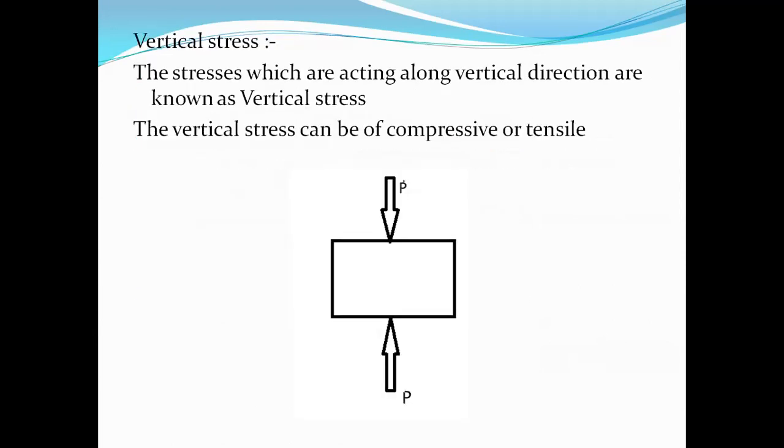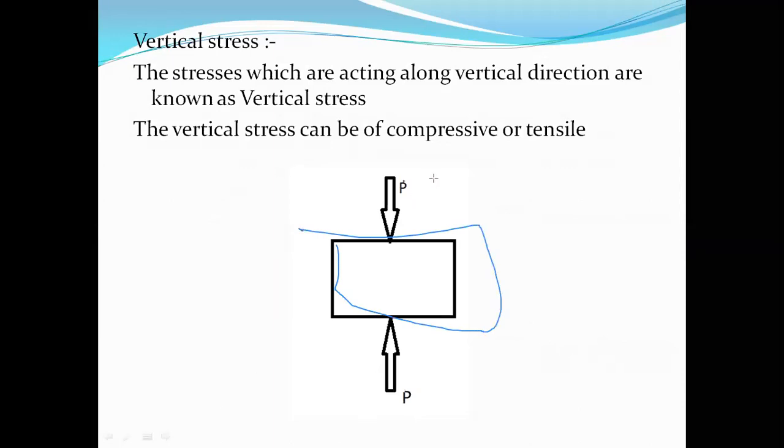Right. Now, in this video lecture, the new topic which we are going to cover is vertical stress. What exactly is vertical stress? The stresses which are acting along a vertical direction are known as vertical stresses. So here, if you look at this diagram, this is a block of rock mass. Here, the stresses will be acting like this, only in one vertical direction.